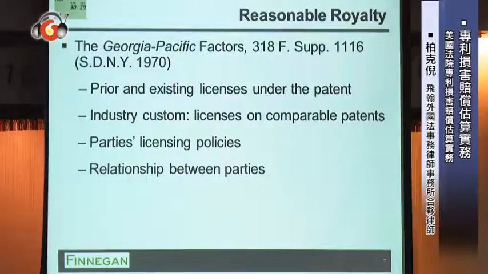The second is, what about industry custom? If you're talking about infringement of flash memory chips, well, there's a lot of licensing activity in the flash memory field. So the experts will go through licenses that were struck by SanDisk or Toshiba in that area and try to compare those licenses to the situation we have here, the patents involved in those licenses to the patent involved in the litigation. The parties' licensing policies are also very important.